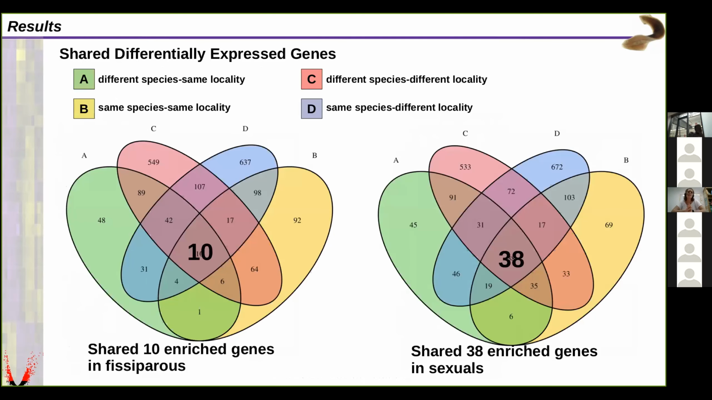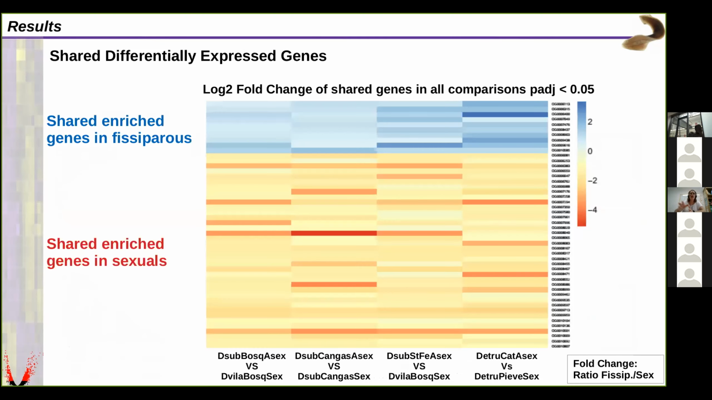We obtained 10 shared enriched genes for fissiparous samples and 38 enriched genes in sexuals. And if we look at the values of log fold change of this set of genes, we can see that these values are heterogeneous, and the genes enriched in sexual animals show higher expression values.